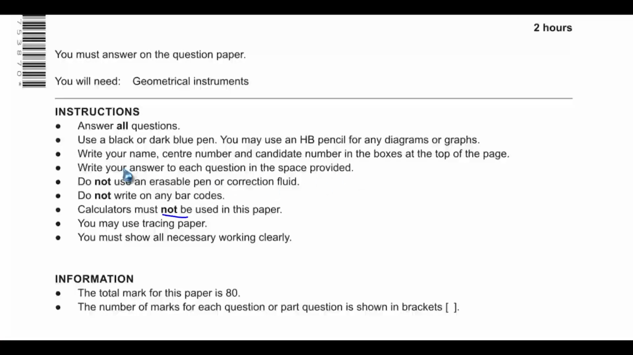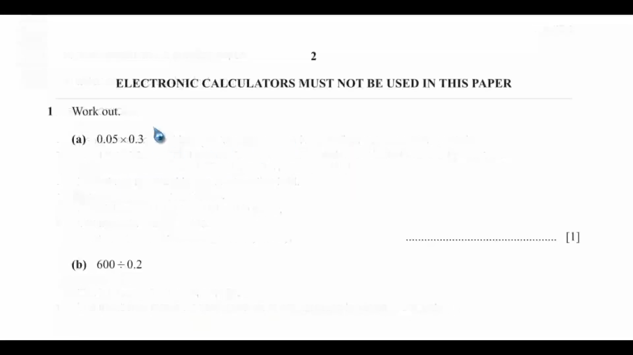Let's jump into the first question. Question 1. Work out 0.05 times 0.3. So here you can multiply directly, or you can write them as fractions and simplify. So this is 5 hundredths. So I'll write it as 5 hundredths. Then times, this is 3 tenths. Okay, so I can multiply these together.